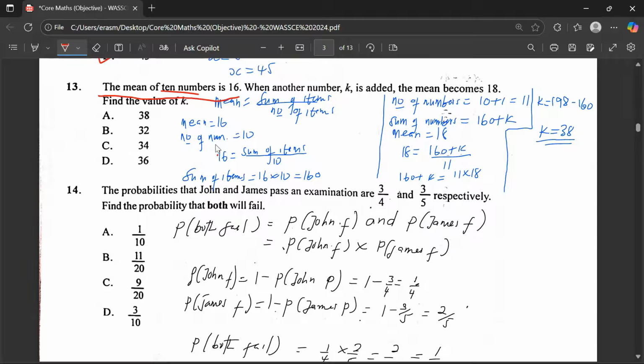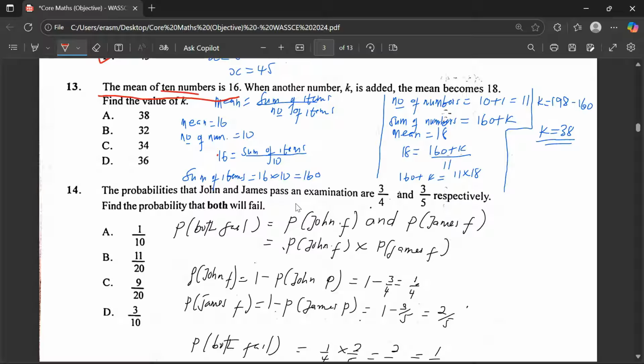So it is left with the sum of items. So 16 equals sum of items on 10, right? The sum of items is going to be 10 times 16. So 16 times 10, that is equal to 160, right? What this means is that if you have the sum of items, that is 160, and we divide it by 10, it's going to give us 16.